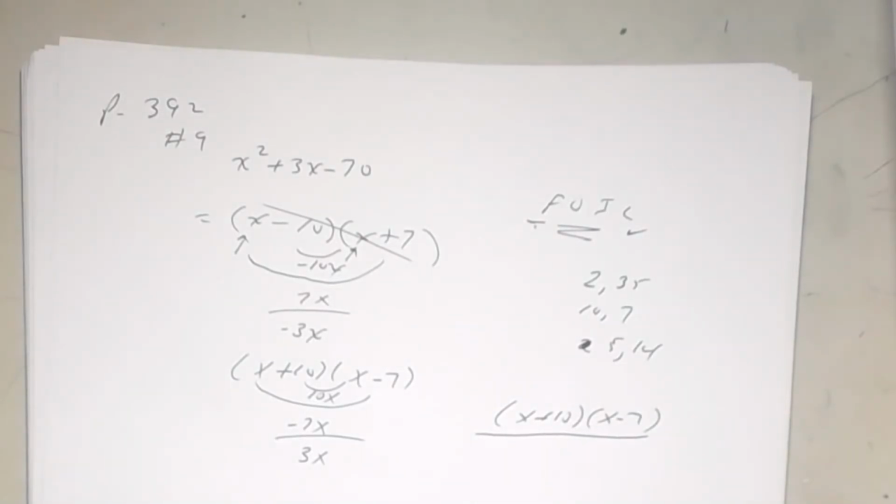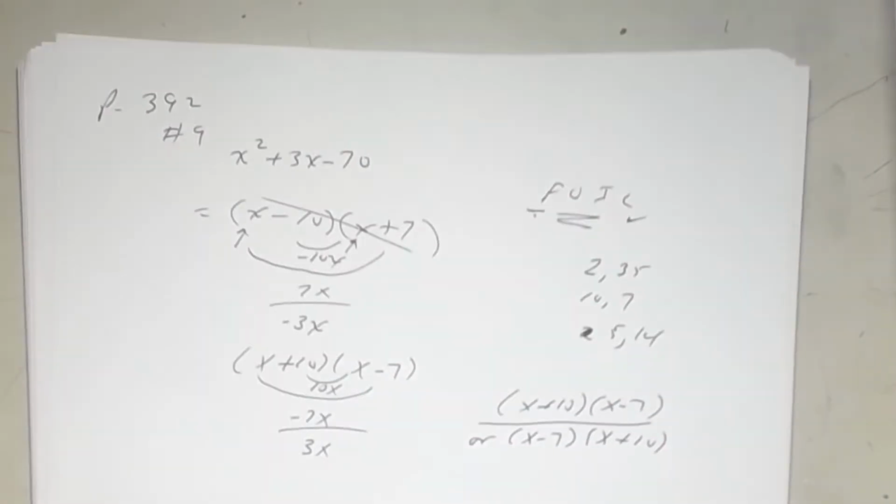Now, someone could have put x minus 7 first, right? It does not matter. So you could say x minus 7 times x plus 10. Commutative. That's what I meant. So multiplication is commutative. The order in which you multiply does not matter. In other words.